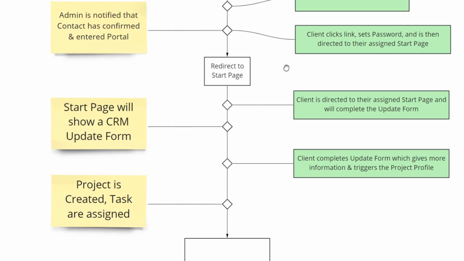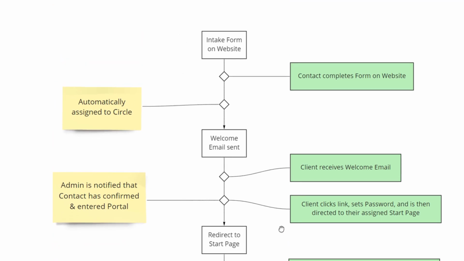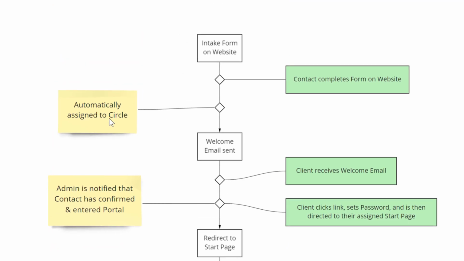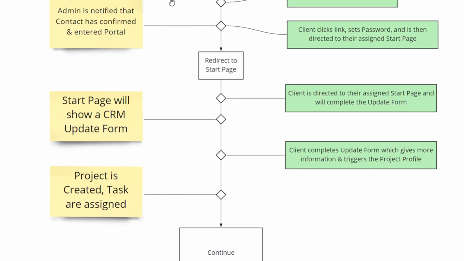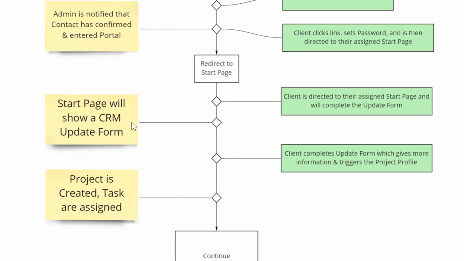So let's get started. We're going to need a few things to get started. The first thing we can build is the circle. Then we'll build the intake form. We'll configure the intake form properly. We'll build a portal page and assign that as a start page to the circle. And then we'll build an update form as shown down here and embed that on the portal page, making sure that we configure this update form that when it's submitted, it will create a project profile, and boom, there you go.